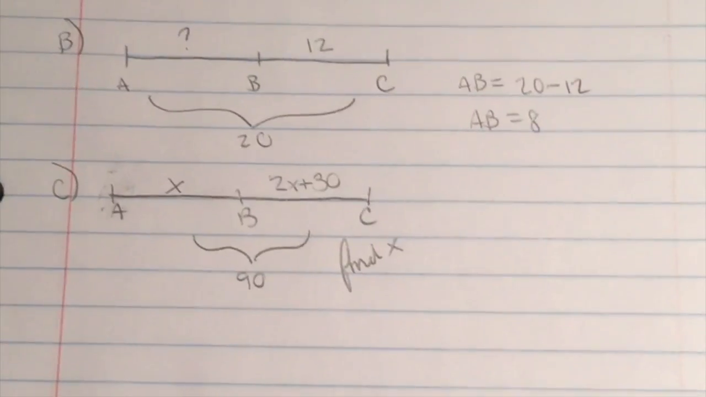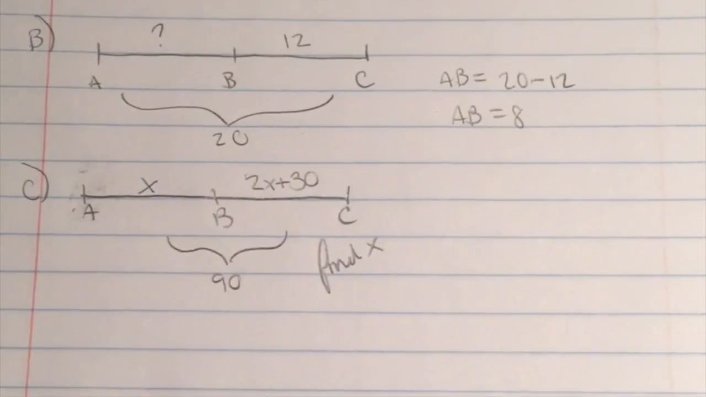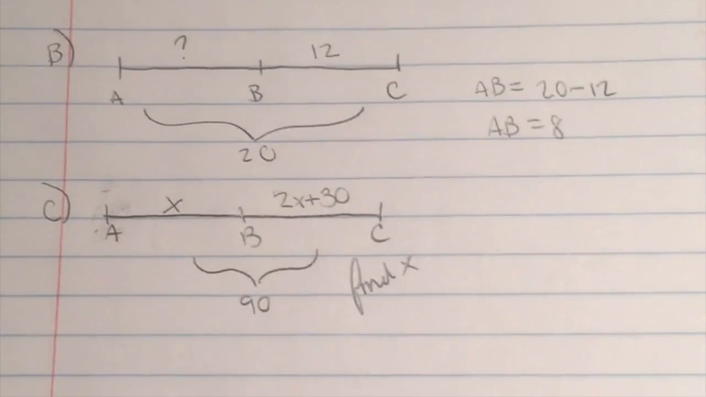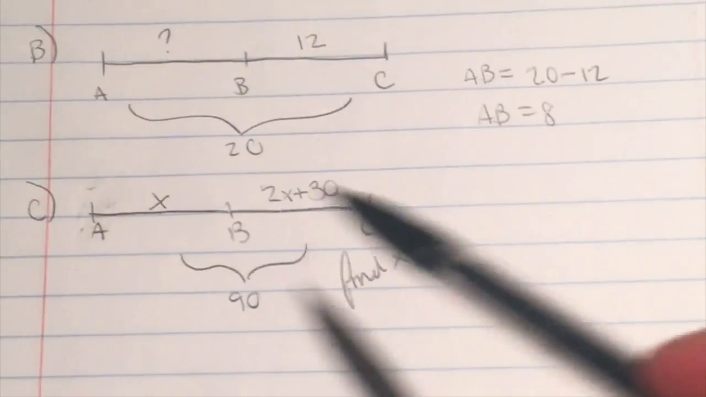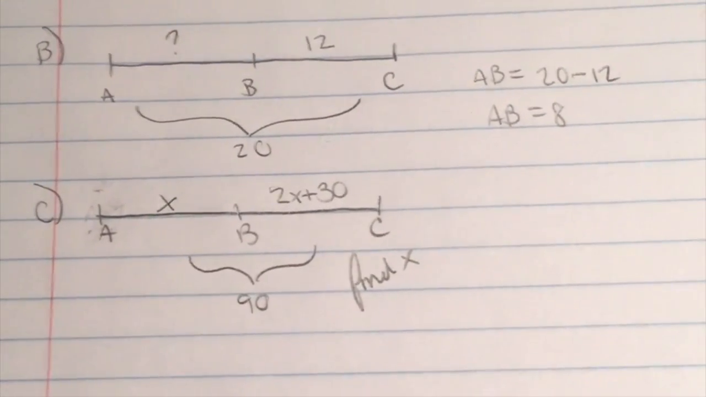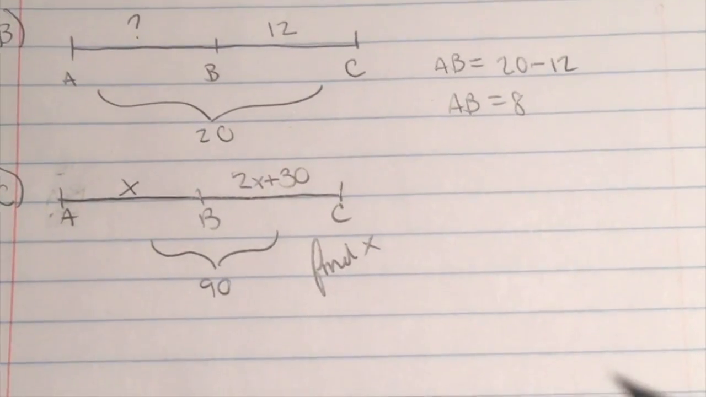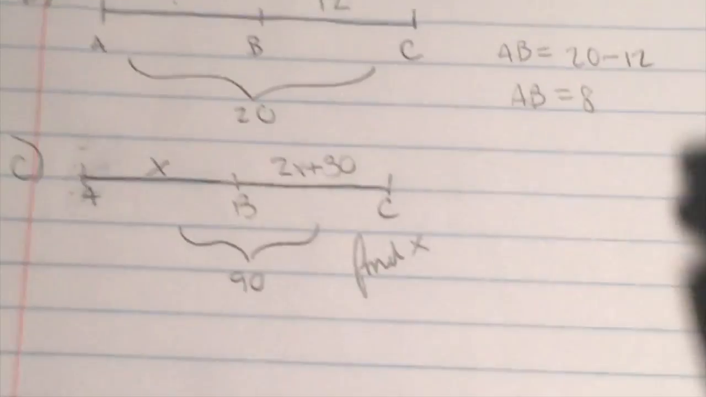So part C is a little bit trickier. In this case, you're given all the different values, so we know that AB equals x, and BC equals 2x plus 30, and we're also given that the total length A to C is equal to 90. So it's nice that we're given all of that, but now it's a little bit trickier because we're dealing with x variables. So I'm going to walk you through how to set up the equation.